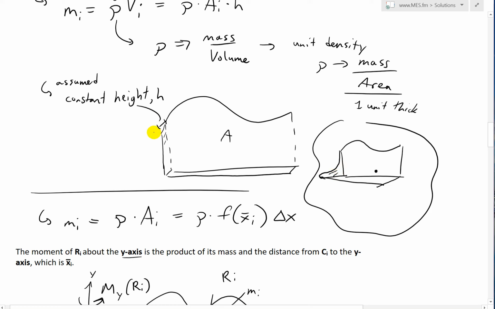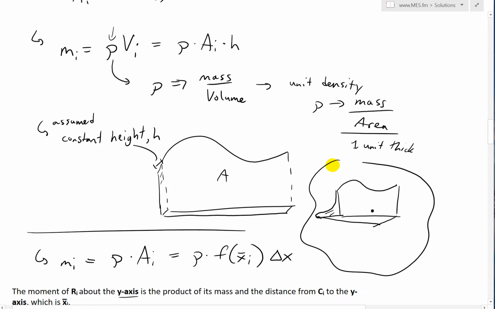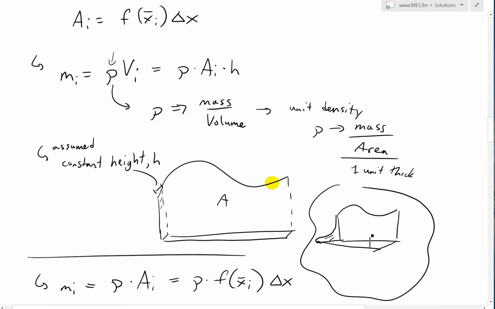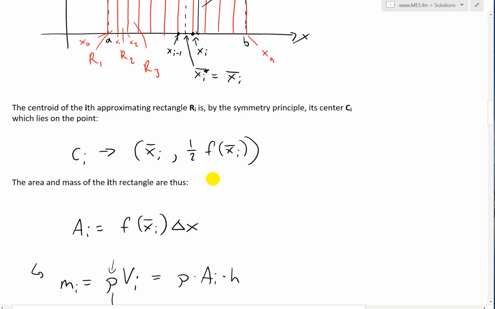If it's constant, it won't change where the center is, nor will density. But this one here will change it. So that's just an illustration that if it's not constant height, you're going to have a different center of mass. But we won't deal with that right now. It's a bit more complicated.